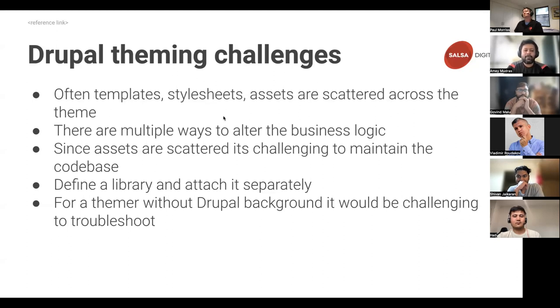The second issue that we often face is there are multiple ways to alter business logic. For example, if you want to alter a button layout, or say a field, how it's rendered, there are multiple ways you can do it through Twig. You can have a build process in the theme. So there's no standard way of doing it. I mean, there is a standard way of doing it, but there are multiple entry points wherein you can alter the business logic.